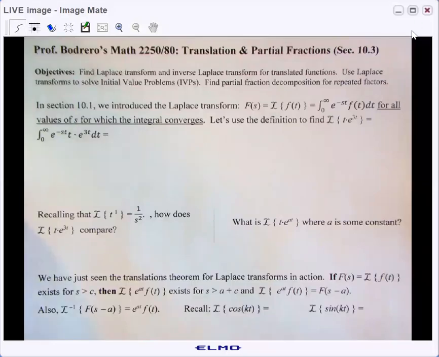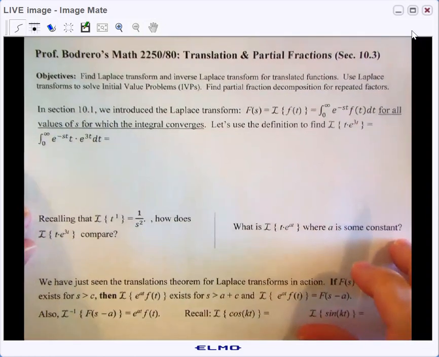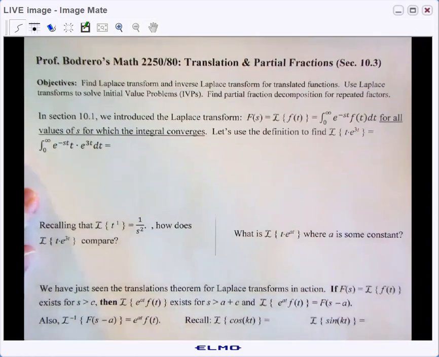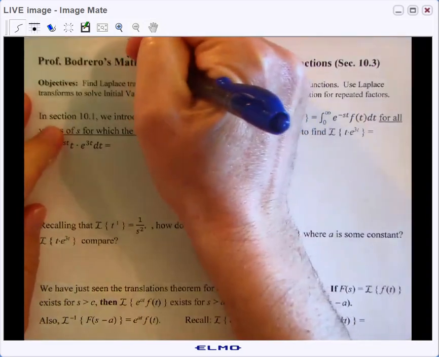Welcome back. We're going to learn some more about Laplace transforms today with translation, and then some more partial fraction decompositions with repeated factors. And to bring today up to speed here just a little bit, one thing that I want to do is remind ourselves of integration by parts.